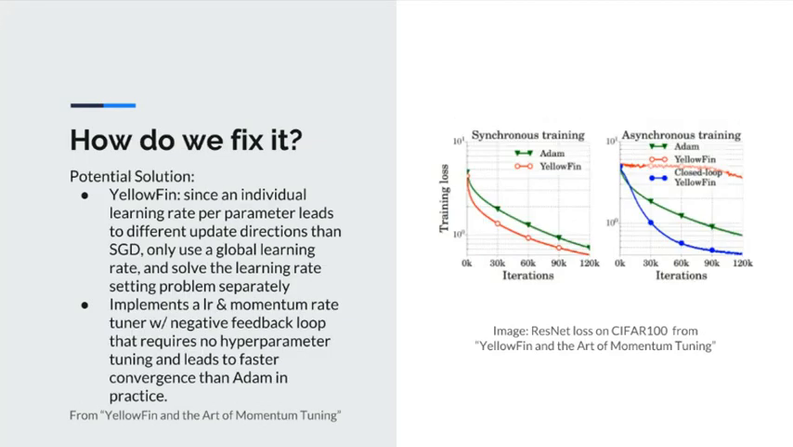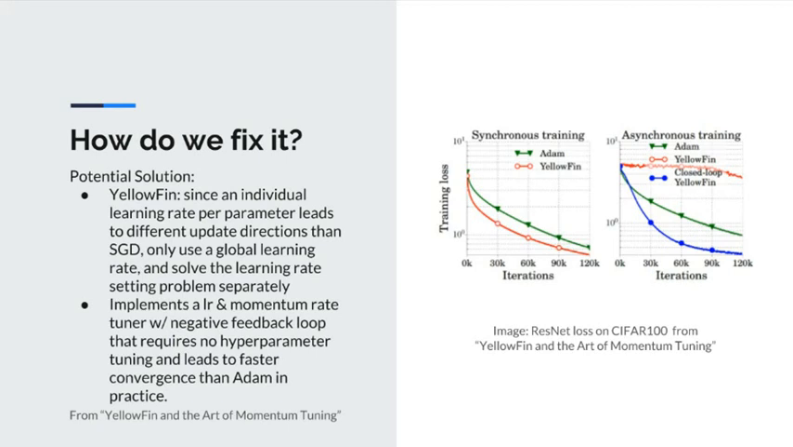So how do we fix this problem with gradient direction bias? Well, the paper YellowFin and the Art of Momentum Tuning suggests that adaptive learning rate methods might be the problem. So instead of using an individual learning rate per parameter, which leads to a different update direction than vanilla stochastic gradient descent, what if we only used a global learning rate? And we solve the learning rate setting problem separately. So in other words, adaptive learning rate methods were created because we had trouble setting learning rate hyperparameters. If we instead found a better way to set a global learning rate, we might achieve similar results.